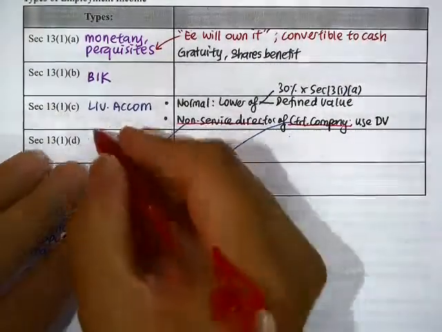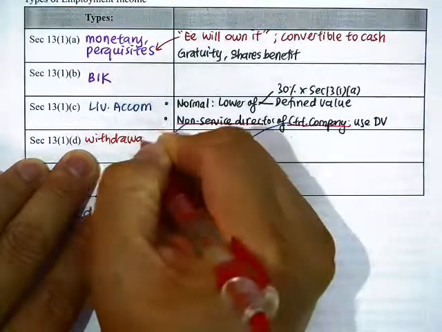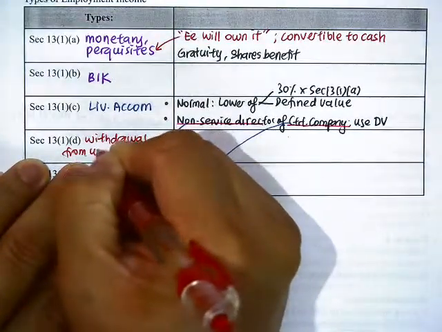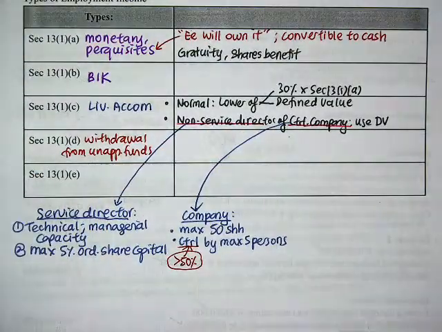Now, D is for cases where you have withdrawal from an unapproved fund.